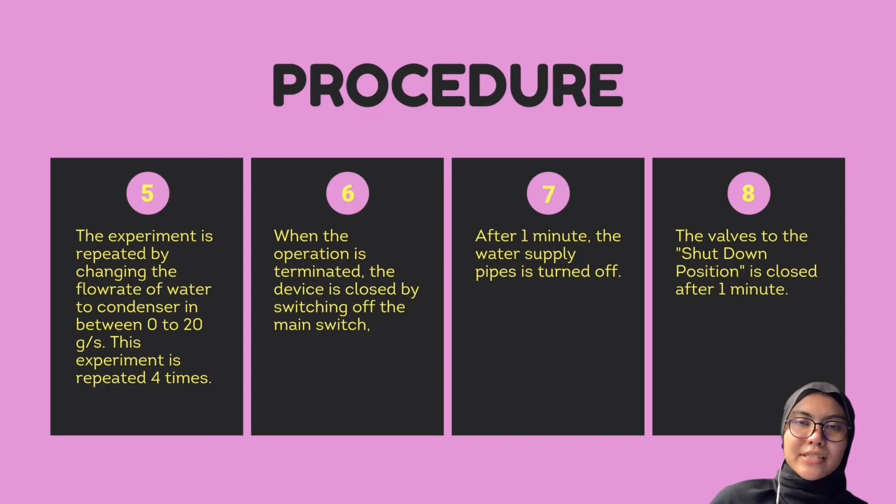When the operation is terminated, the device is closed by switching off the main switch. After 1 minute, the water supply pipes are turned off. The valves are closed to the shutdown position after 1 minute.